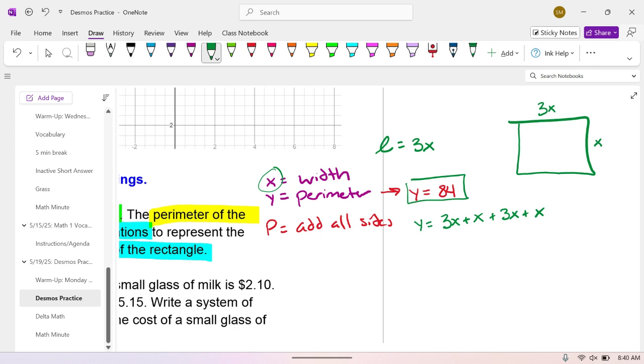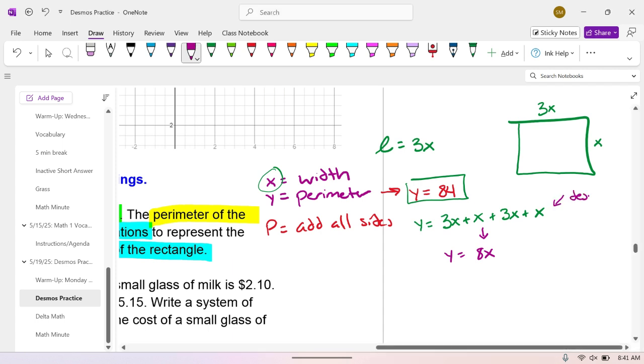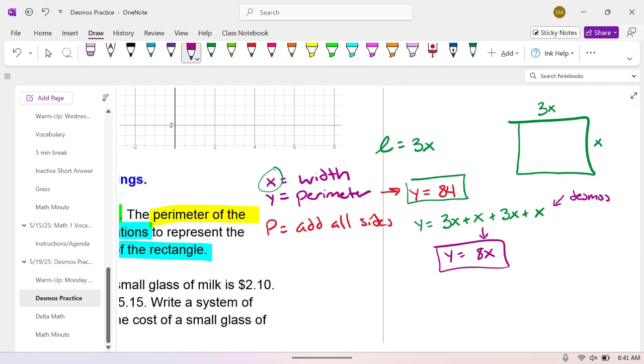Now, you can simplify this equation if you want by combining like terms. You don't necessarily have to. As long as you get to here, you can easily put that into Desmos. But if you wanted to simplify it, you could say y is equal to 3x plus 3x is 6x, plus another 2x is 8x. It doesn't matter. All right, but you can also just put this straight into Desmos. So that's our system of equations. So these two values right here is our system.